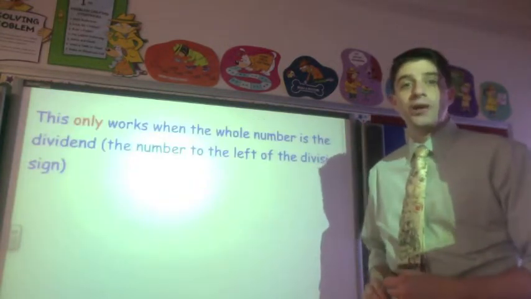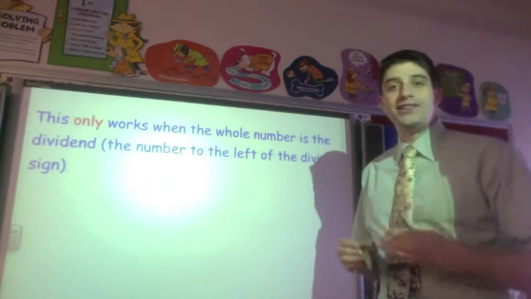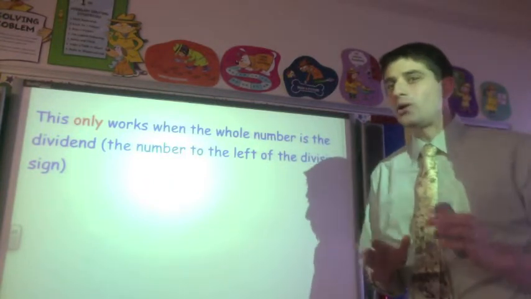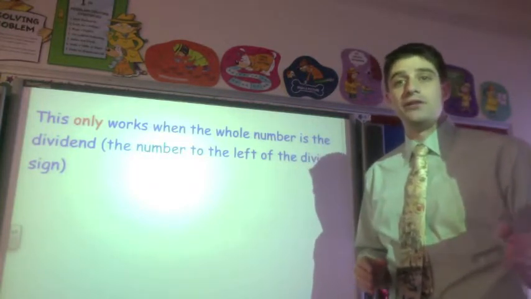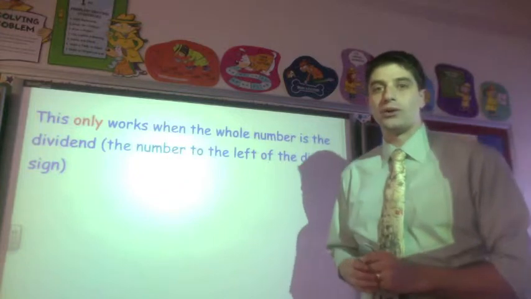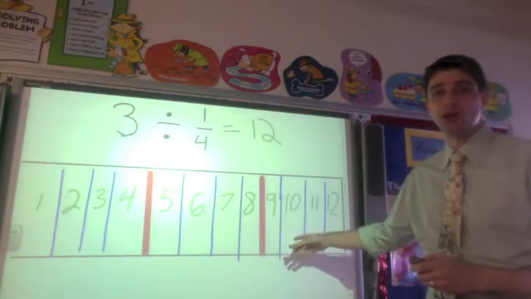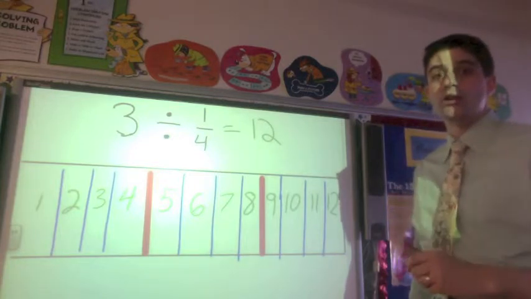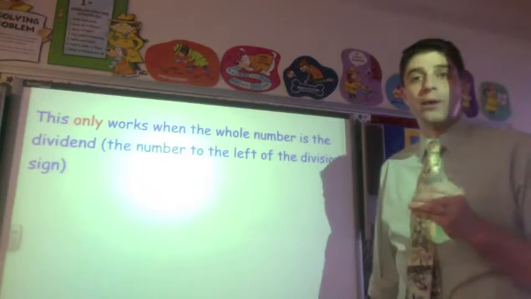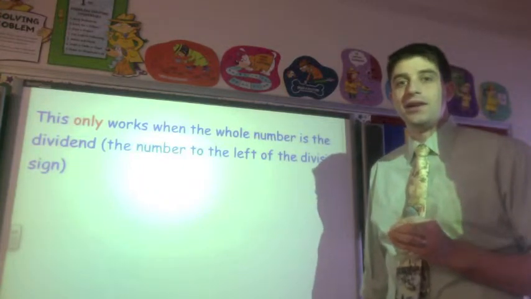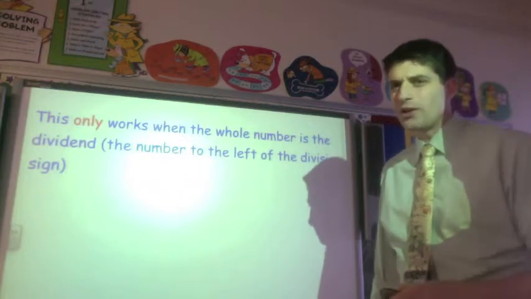I should note that this way only works when the whole number is the dividend. And if you're not quite sure what number the dividend is, it's the number to the left of the division sign. I'll say it one more time. This way only works with the model, the diagram that I drew up here. This only works when our dividend is a whole number. Again, the dividend is the number to the left of the division sign. So that's one way to do it.